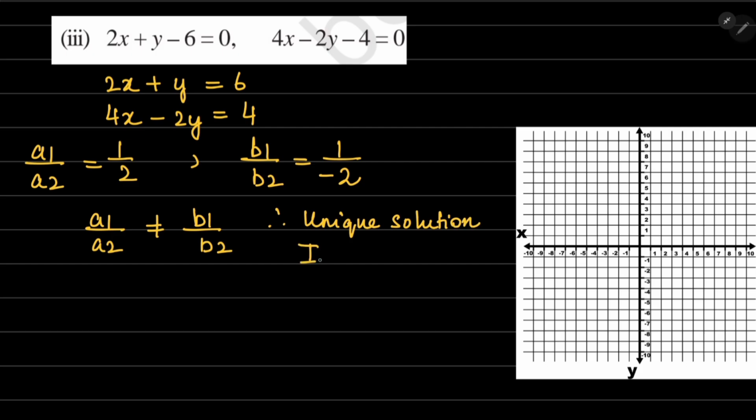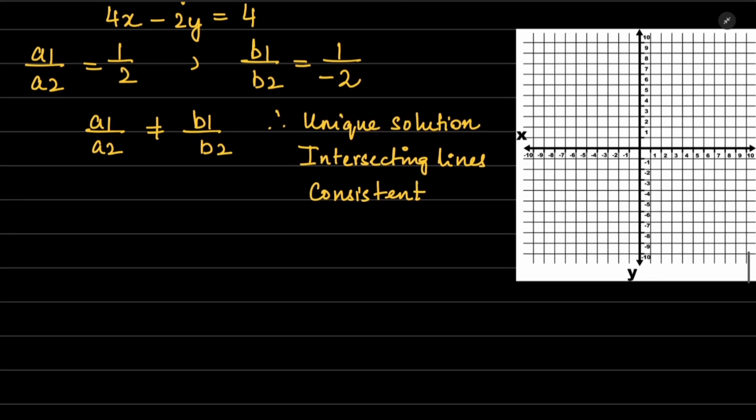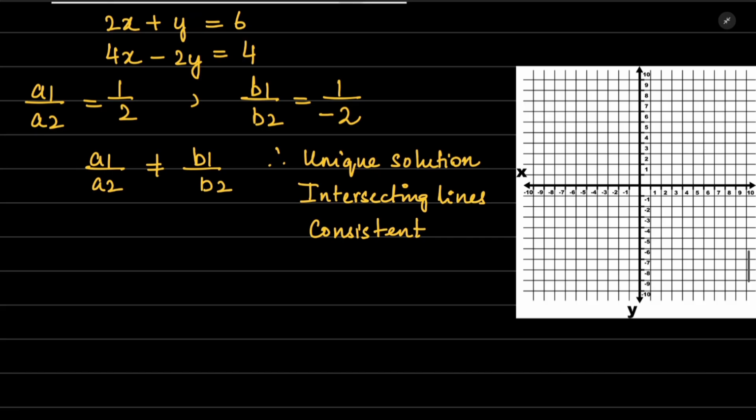Okay, it has a unique solution. The lines intersect at a point. So you have intersecting lines. And how is the consistency of the system? The system is said to be consistent. Right? But in the question you are told, if it is consistent, you have to obtain the solution graphically. So let's obtain the solution graphically. So you have your 2x plus y equal to 6.